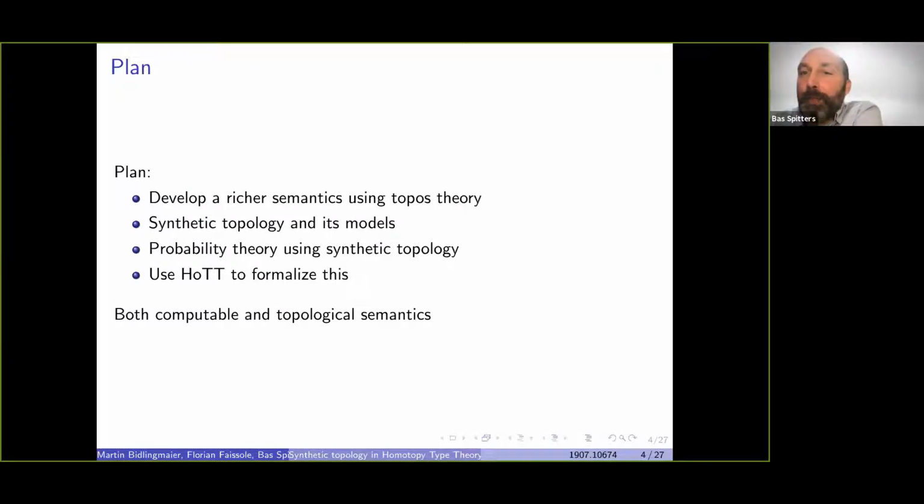So just to give you the plan of the talk, I want to develop some richer semantics. Instead of using classical sets, we can use constructive sets, so topos theory, and this allows us to have some more flexibility. Then I'll say a bit about synthetic topology. So it's doing topology, but using the language of category theory. And then I'll elaborate on how, once we have the synthetic topology, we can do probability theory in that setting. That's done using valuations. And then we use homotopy type theory to formalize all of this.